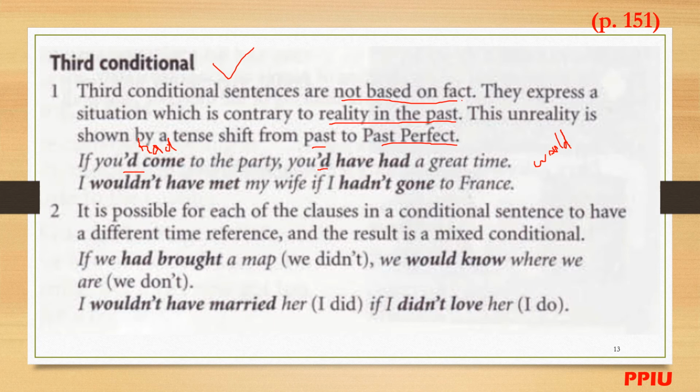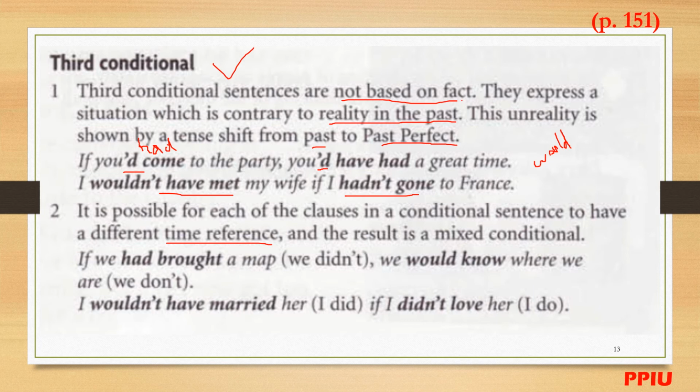Actually, he has met his wife, and he had gone to France. So that's why they live together, they met each other there, right? So this one is just about the past perfect, all right? Let's move to number 2. It is possible for each of the clauses in a conditional sentence to have a different time reference.